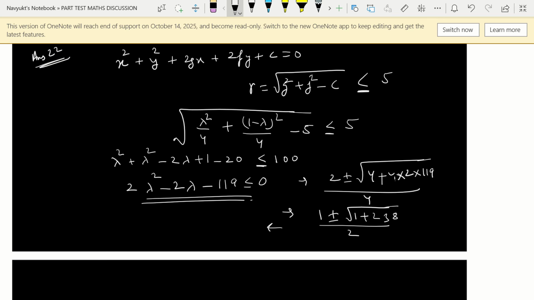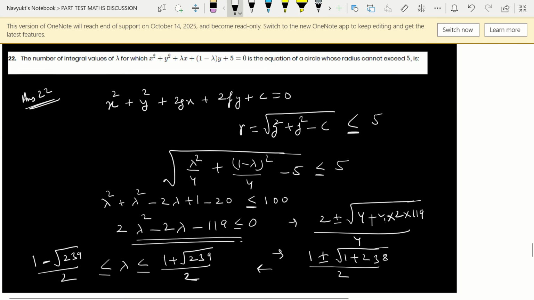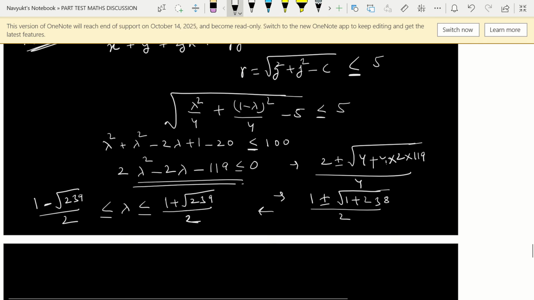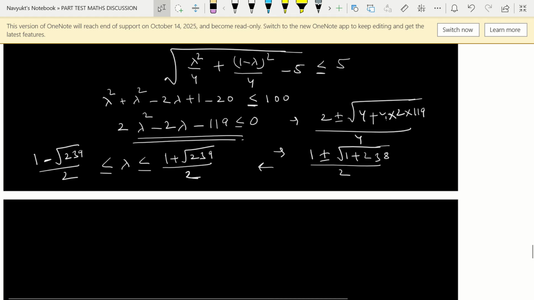So finally, lambda should be between 1 minus root 239 upon 2 and 1 plus root 239 by 2. So if lambda is between these two values, we just need to find the number of integral values. That's what they ask, right? Number of integral values. So fine, it is very easy to get.